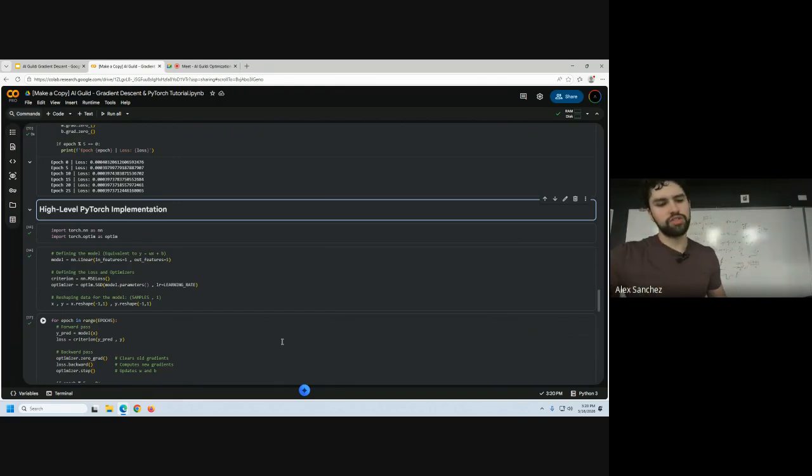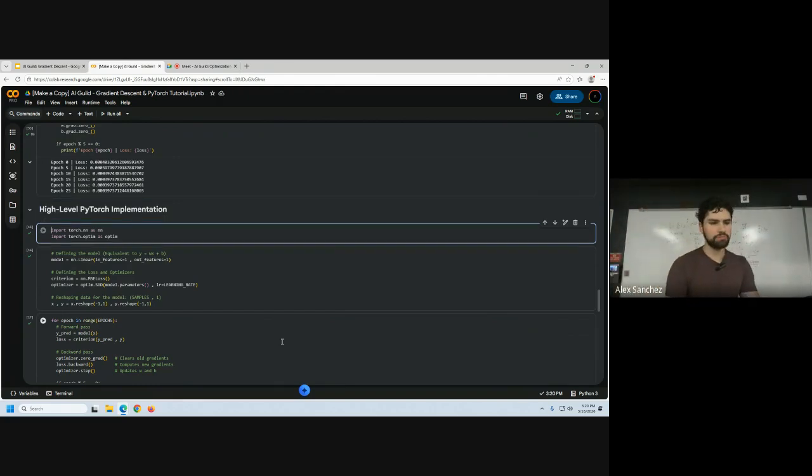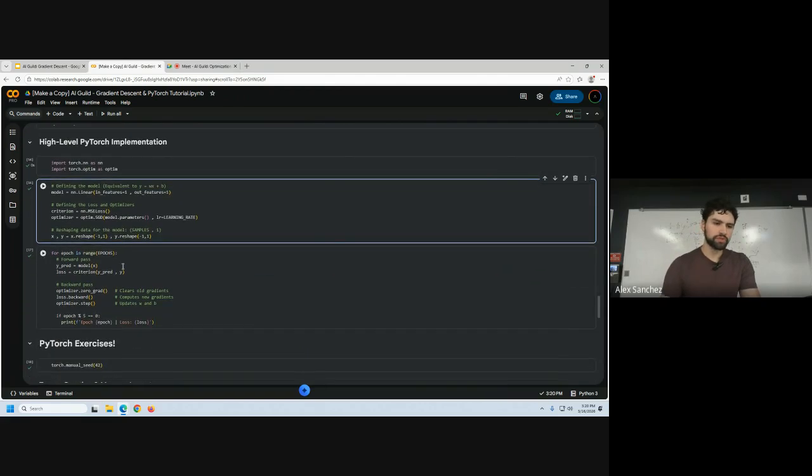And here it is just the same thing, a high-level PyTorch implementation of this same loop. But this time we're using different classes. Here we have a linear class. We have in features 1, out features 1. So we're just putting in one X and outputting a Y. That's our model. We're defining the loss and the optimizer. You probably saw this when we did the CLIP model.